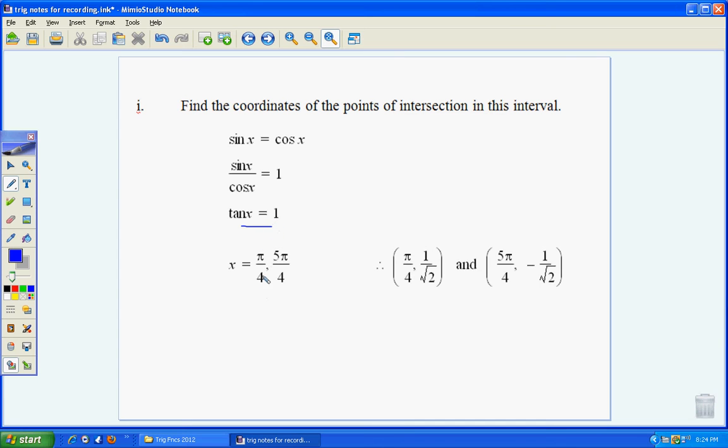Tan's positive in the first and third quadrants. And when that's the case, we get positive 1 on root 2 in the first quadrant, negative 1 on root 2 in the second quadrant. So there's our points of intersection.